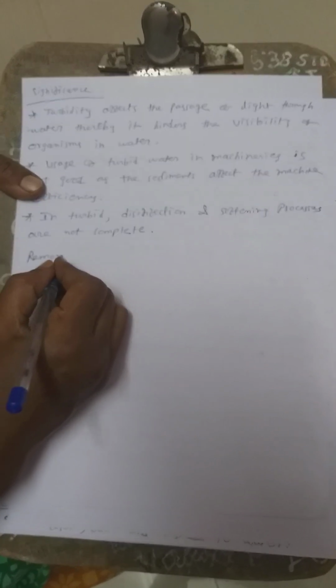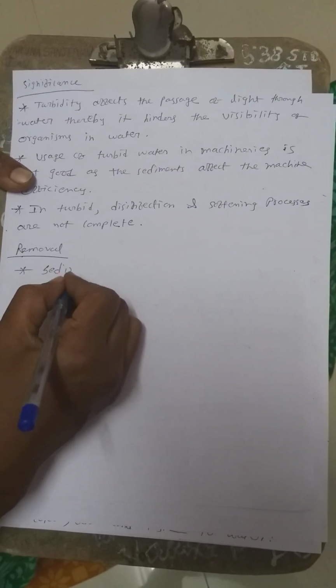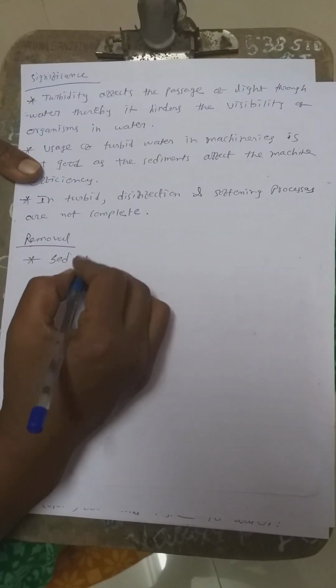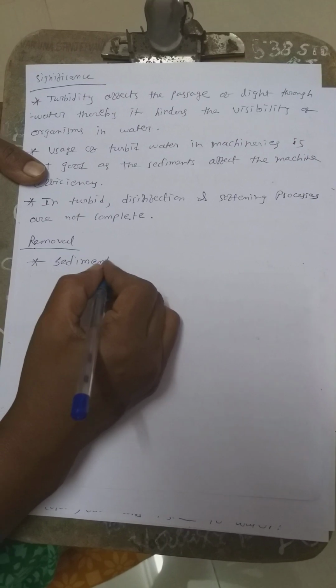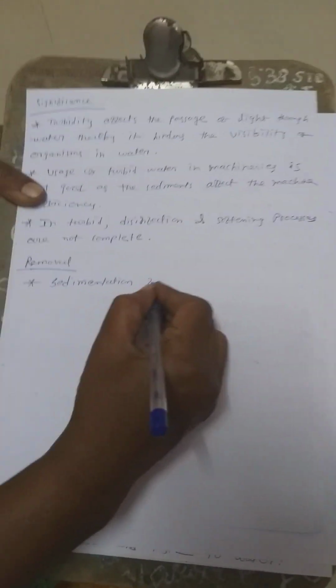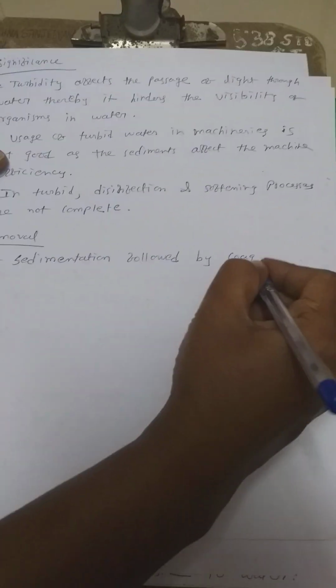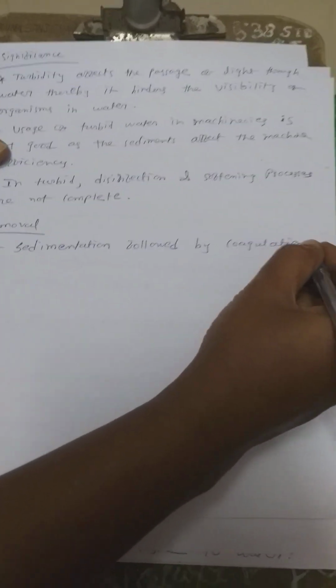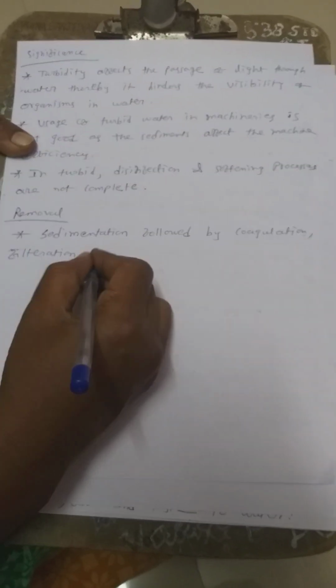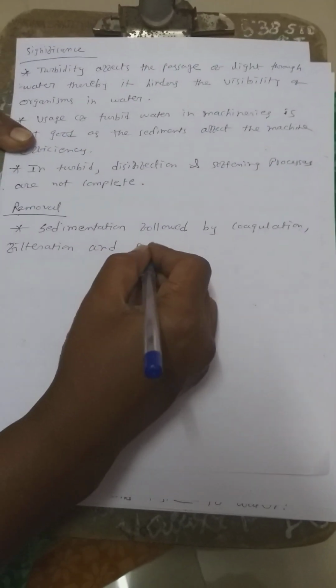And removal. How can turbidity be removed? The major method, the foremost method which has to be adopted, is sedimentation, followed by coagulation, filtration, and precipitation.